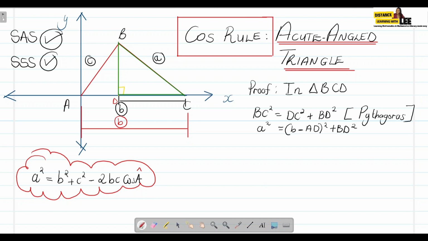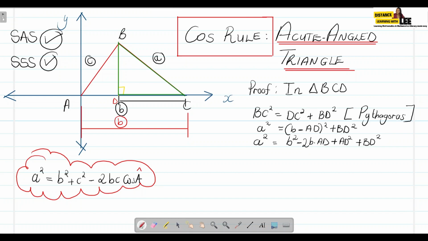And then here we can just expand that bracket. So how would we expand this bracket? You square the first term. You multiply B and AD together, and then you double it. And then you are going to square your last term. So you're going to square your negative AD, and negative AD all squared is positive AD squared. So we've now removed our brackets there. We've basically distributed that bracket.